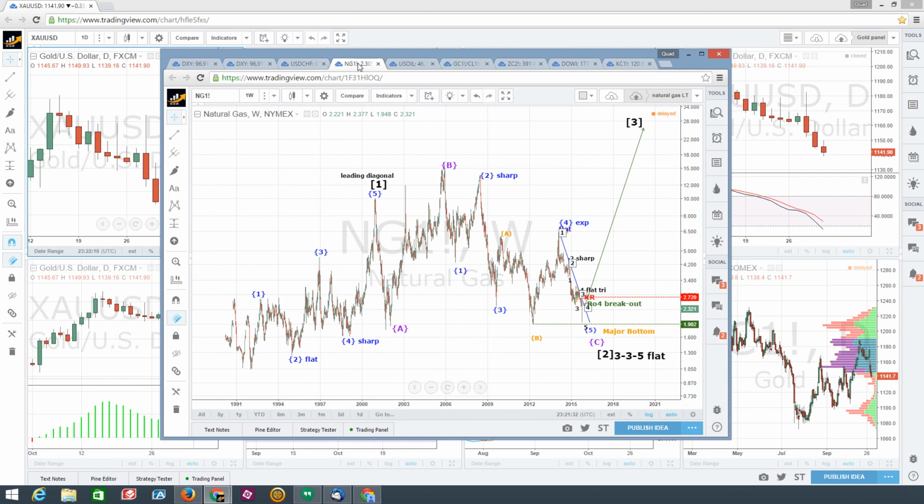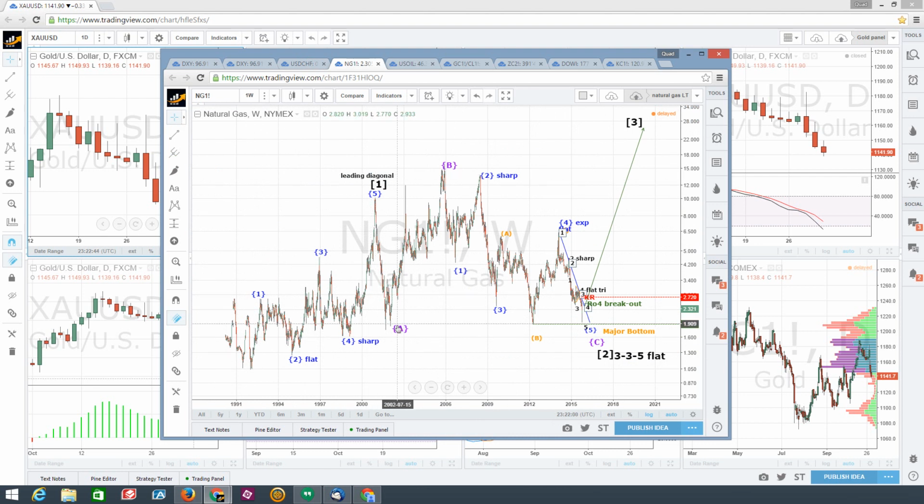Let's take a look at the natural gas long-term chart. Out of the 1991 low, I see a wave 1, 2, 3, 4, and 5. It's a leading diagonal. Wave 4 can overlap into wave 1 in a leading diagonal as long as 1, 3, and 5 are all impulses. And I think that can be readily seen in that particular move. So we've got wave 1 complete with a leading diagonal.